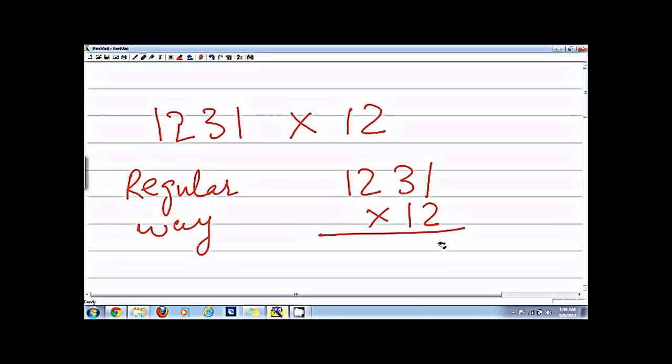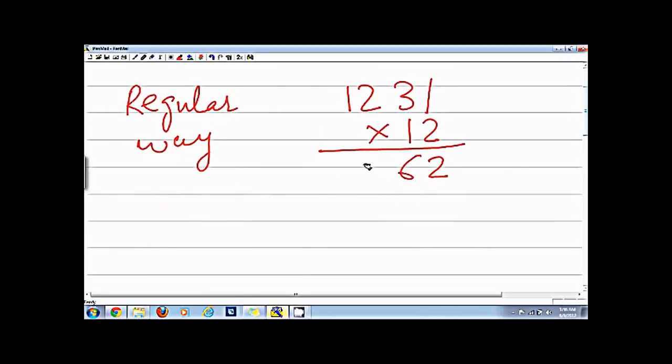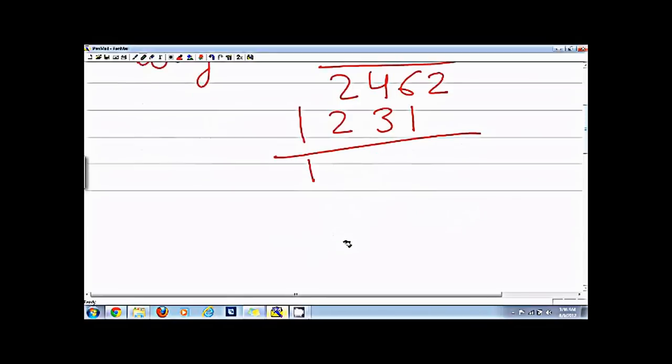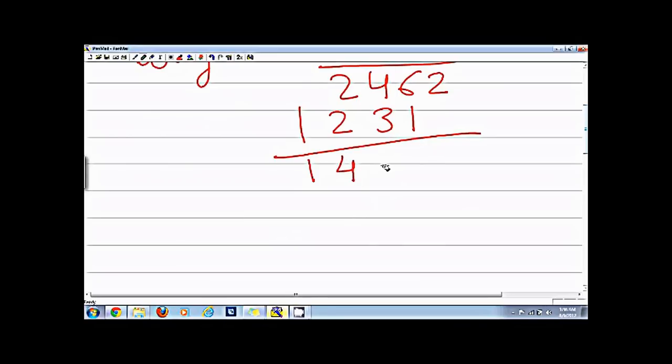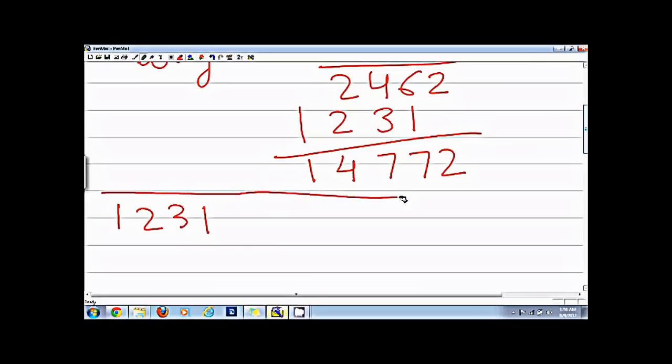So in this case I will say 2, 3 into 2 is 6, 4, 2, and then I say 1, 3, 2, 1, and then I will say 1, 4, 7, 7, 2. Now if I look at the problem again, I say 1, 2, 3, 1, and now I will use my own way, so I will multiply it by 12.